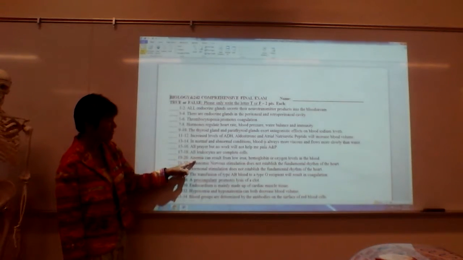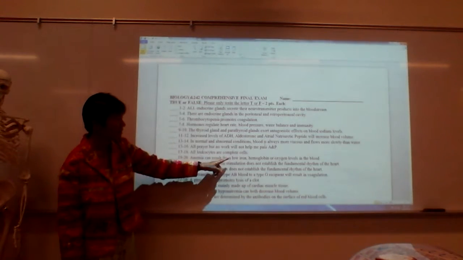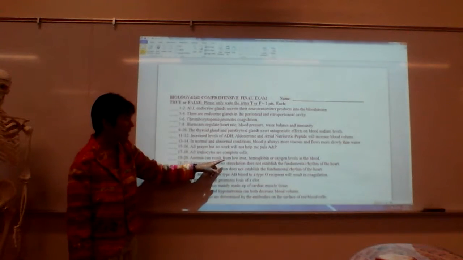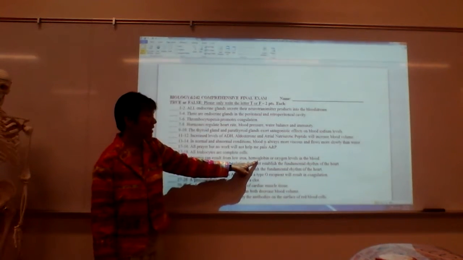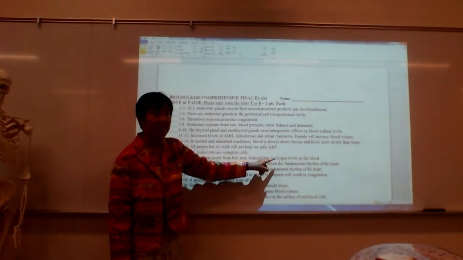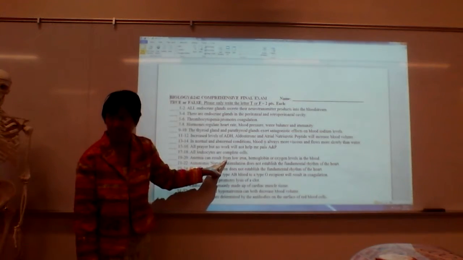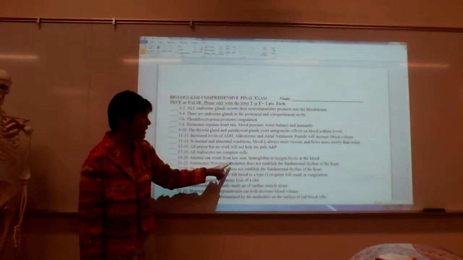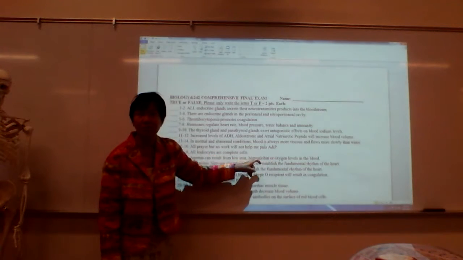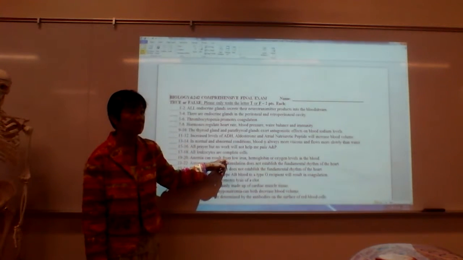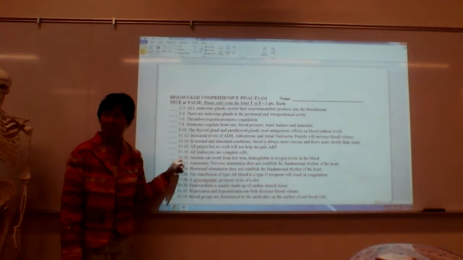Okay, next, anemia can result from low iron. Is that correct? Yes. Low hemoglobin. Yes. Low oxygen. Yes. Can result from anemia? Does low oxygen have anything to do with anemia? No. Right? So that's false.